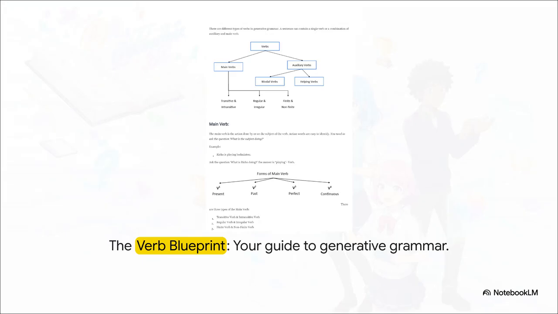Now, check out this structural blueprint. This illustrates generative grammar perfectly. Notice how verbs fundamentally split right at the very top into two main categories, main verbs and auxiliary verbs. It's like a giant puzzle, and honestly, every single grammar trap you'll face on your exam traces directly back to the branches of this exact tree.